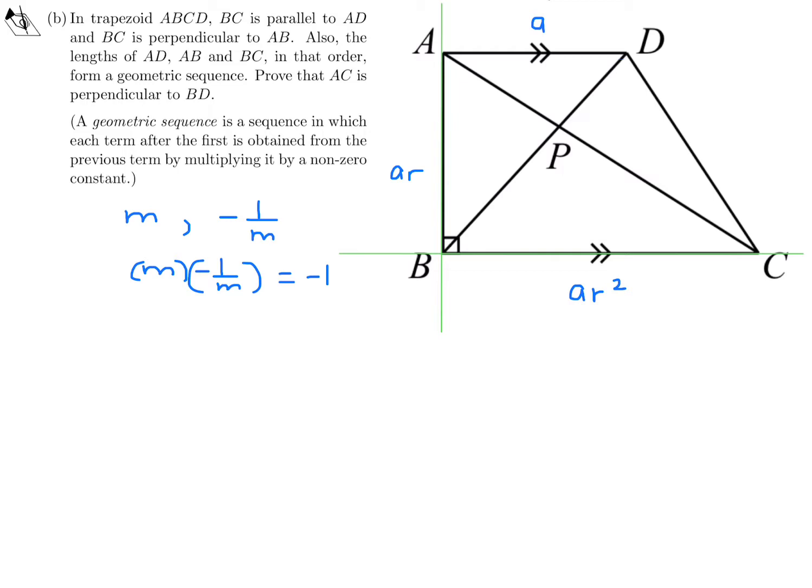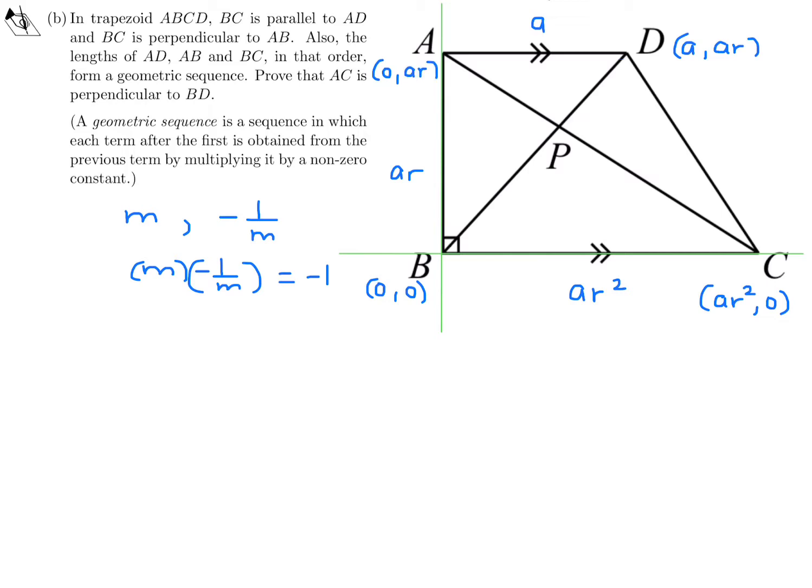Okay, so let's label this now. B is obviously at the origin, so that's (0, 0). C is ar squared for the x coordinate, and the y coordinate is 0. D, it looks like the x coordinate is a and the y coordinate is ar. And then A over here, the x coordinate is 0 and the y coordinate is ar.